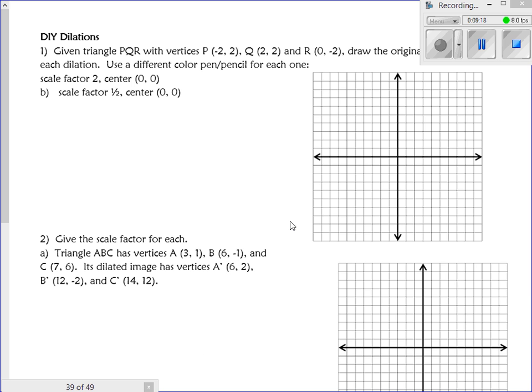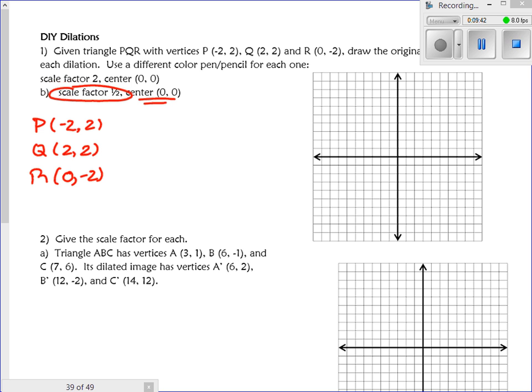So in this particular example, it's probably a little bit too tight to try to squeeze this picture in because these points are so close together. So we'll just make sure we're good here in terms of using the scale factor. We're going to use a scale factor of 1/2. Centered at 0, 0 just means that we're not going to have to do anything too crazy. So P started at negative 2, 2, Q at 2, 2, and R at 0, negative 2.